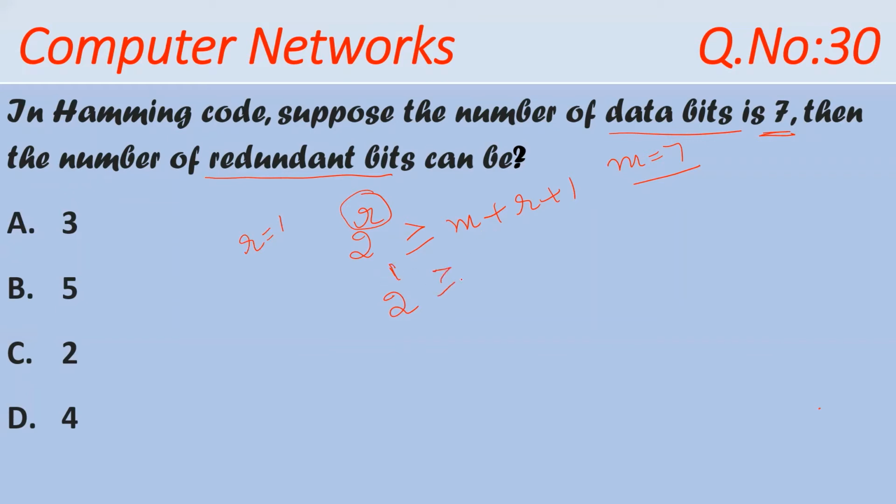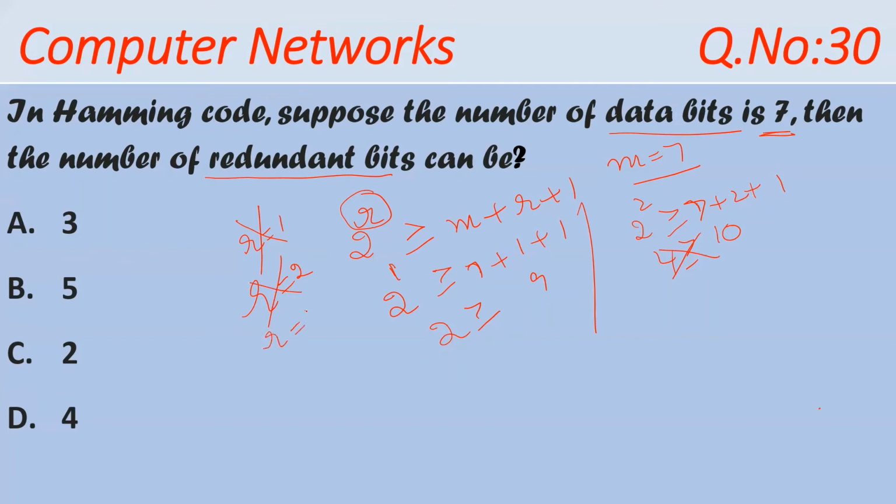2 power 1 is greater than or equal to 7 plus 1 plus 1, which is 9. 2 is greater than or equal to 9? This failed, so r equal to 1 failed. Now I'll take r equal to 2. 2 power 2 is greater than or equal to 7 plus 2 plus 1, which is 10. 2 power 2 is 4, and 4 is greater than or equal to 10? Even this failed, so r equal to 2 failed.